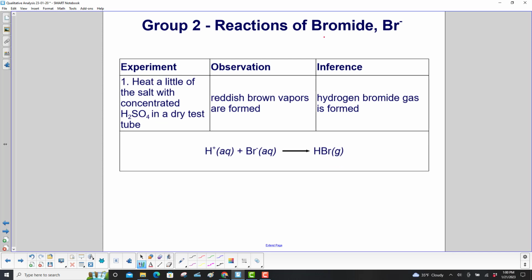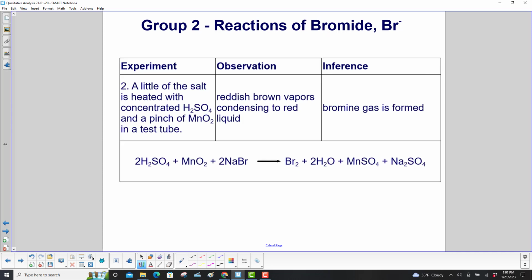Group 2. Reactions of bromide. Heat a little of the salt with concentrated sulfuric acid in a dry test tube. Observation: reddish-brown vapors are formed. Inference: hydrogen bromide gas is formed.